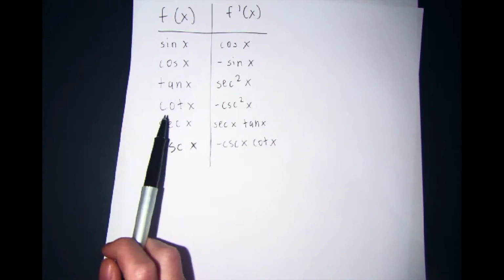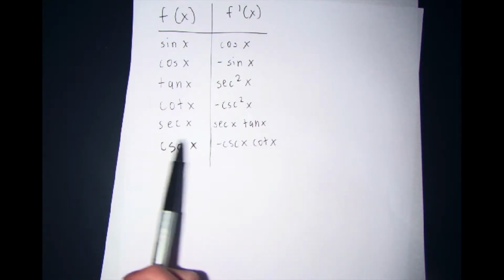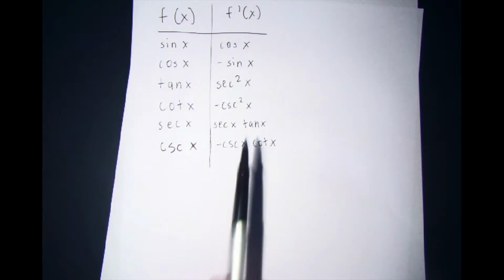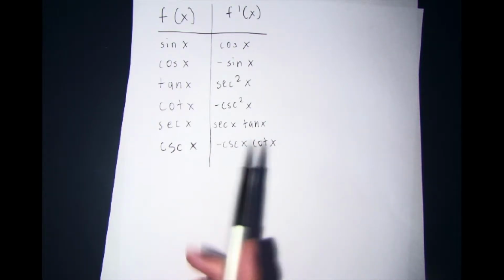The derivative of cotangent x is negative cosecant squared x. The derivative of secant x is secant x times tangent x. And the derivative of cosecant x is negative cosecant x times cotangent x.